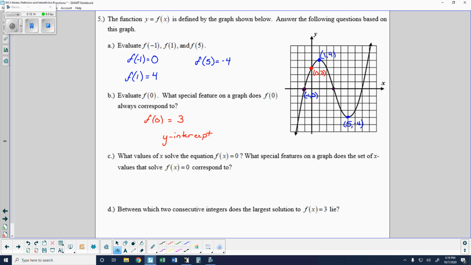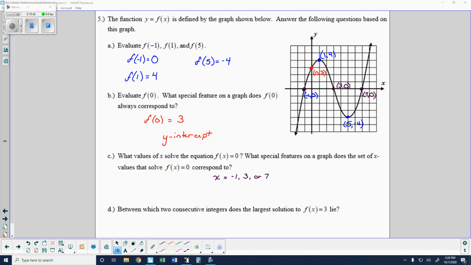But then there's a couple more. So in this location, at (3, 0), y is 0. And at this location, (7, 0), y is 0 again. So it says what values of x solve the equation f of x equals 0. There's 3 of them in this case: -1, 3, and 7. So there's 3 different locations for x that lead us to a y value of 0.